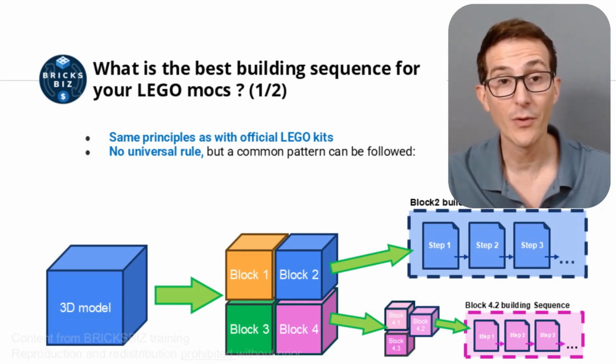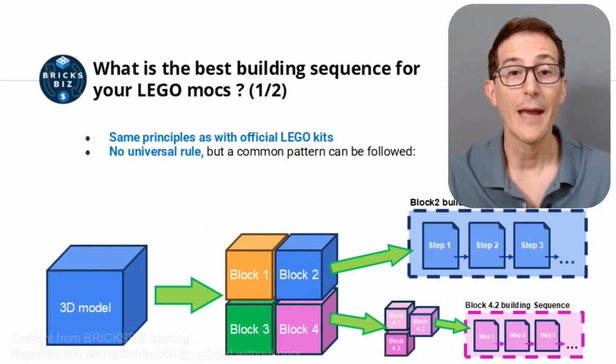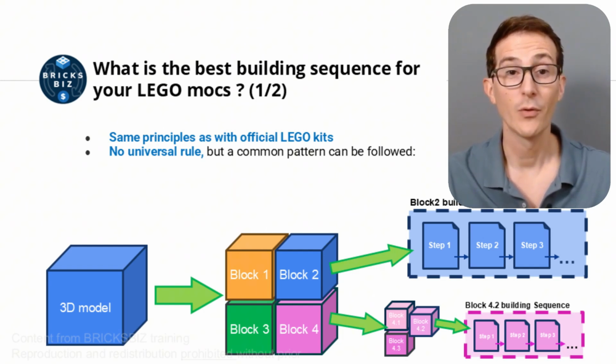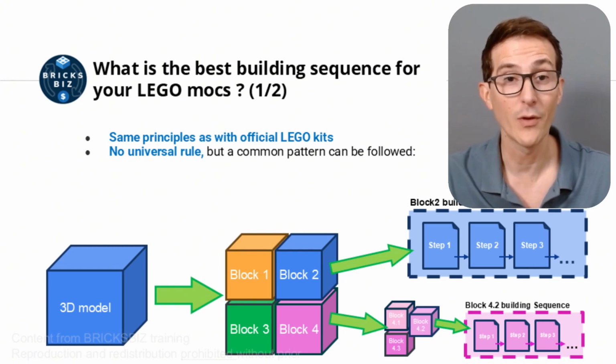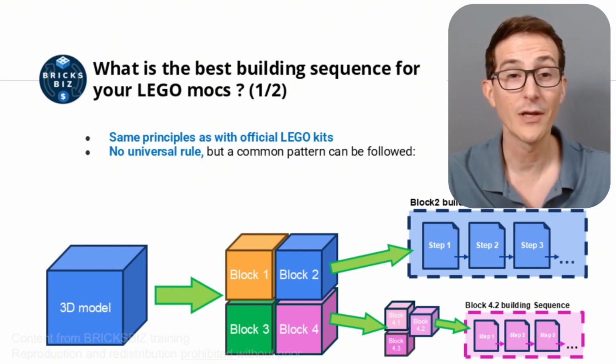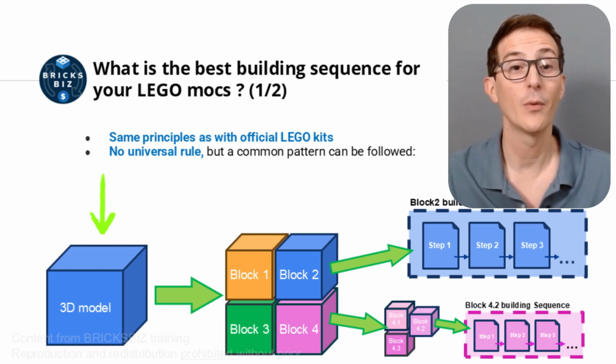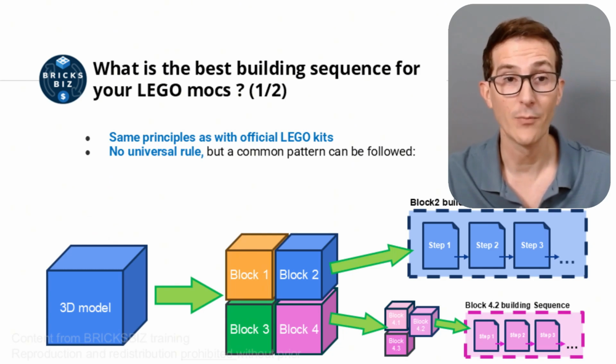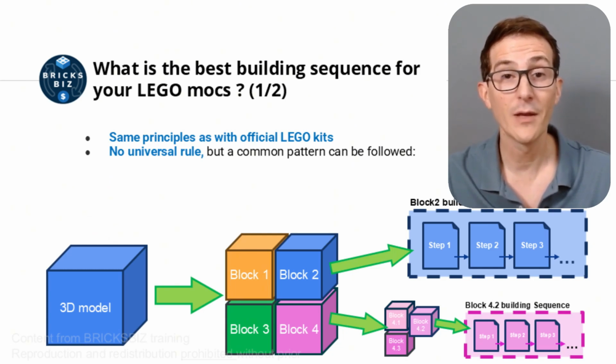You'll find from experience that there aren't necessarily any absolute universal rules. The best sequence of building steps will indeed differ from one build to another, but you will be able to follow a common process for creating building instructions. The starting point is always a complete 3D model. The idea is to subdivide this model into several blocks of finer granularity.